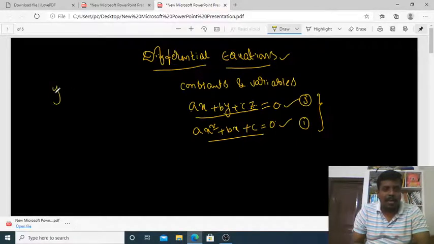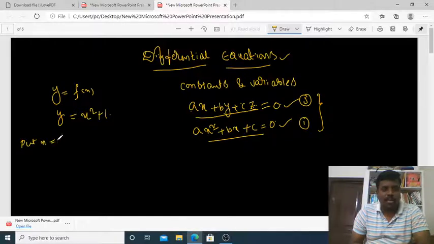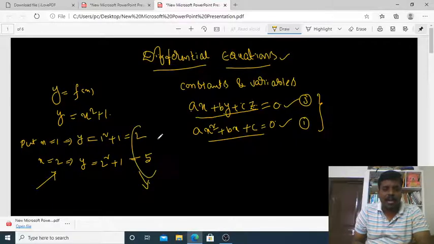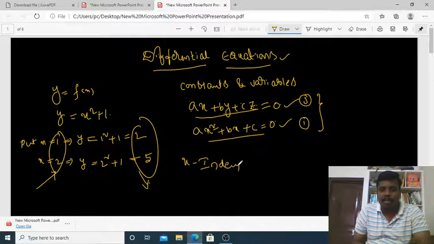Suppose we take y equals f of x, any real valued function, for example y equals x square plus 1. Now put x value 1, then you get y equals 1 square plus 1, that is equal to 2. If x equals 2, then y equals 2 square plus 1, that is equal to 5. When we put one value, we get one value. Now these values 2 and 5 both depend on the x value.